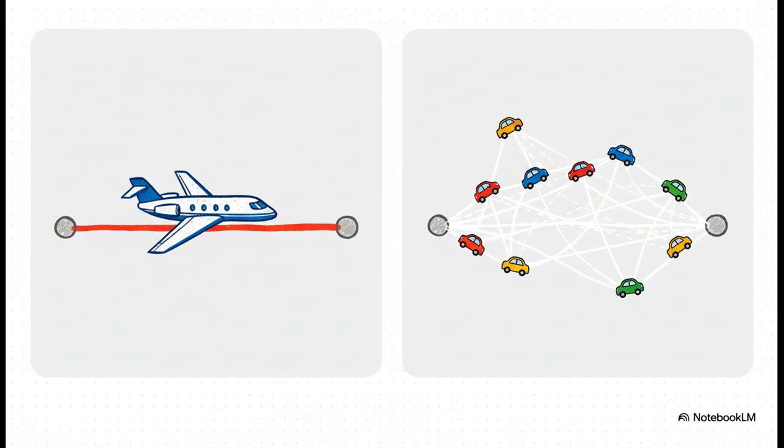So on one side, you've got circuit switching. I want you to think of this as chartering a private jet. It's a direct, dedicated, private connection from point A to point B. That entire flight path is reserved just for you and nobody else can use it.